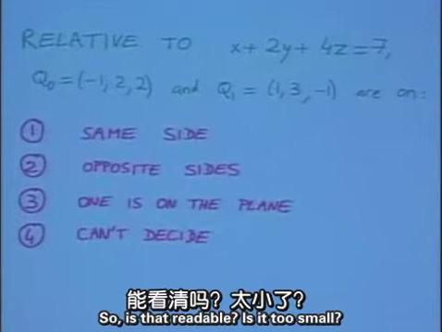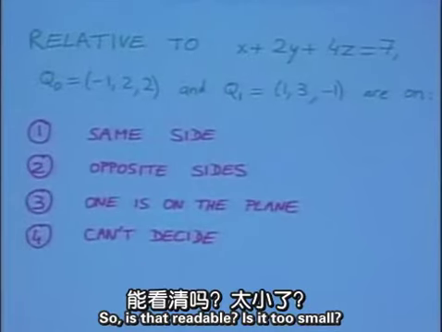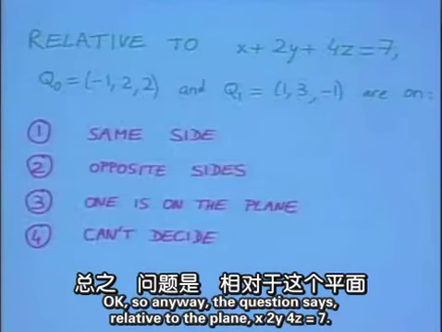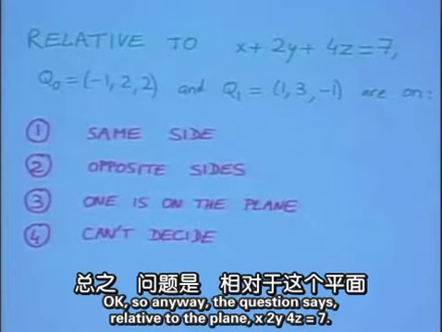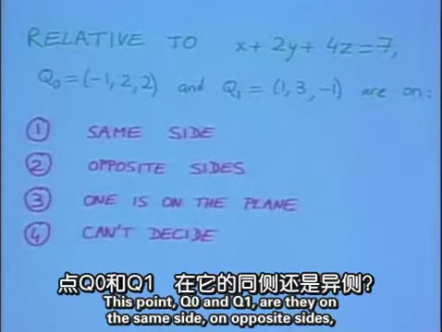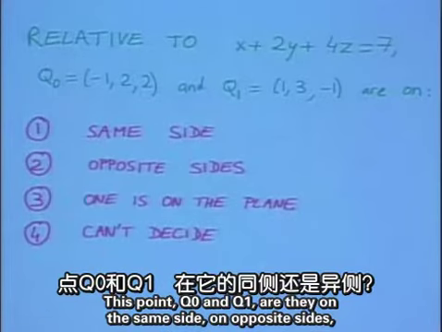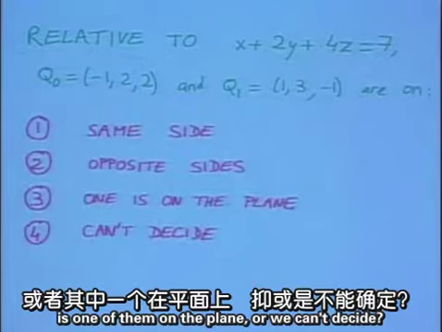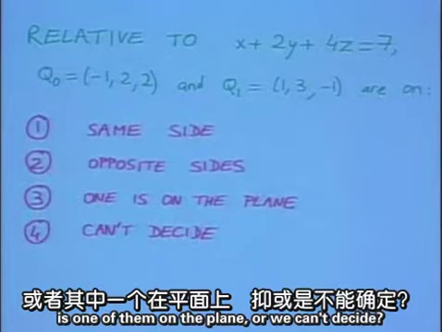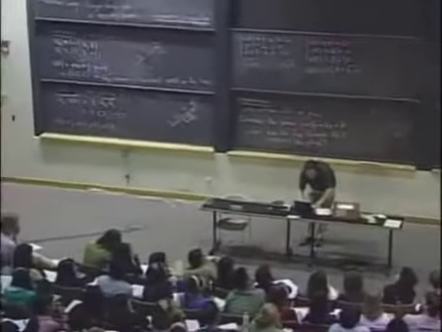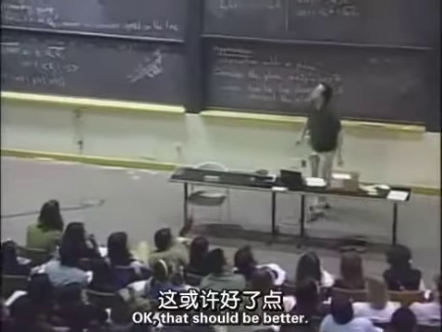Is that readable? Is it too small? Okay, so anyway, the question says relative to the plane x plus 2y plus 4z equals 7, these points q0 and q1, are they on the same side, on opposite sides? Is one of them on the plane? We can't decide. Okay, should be better.